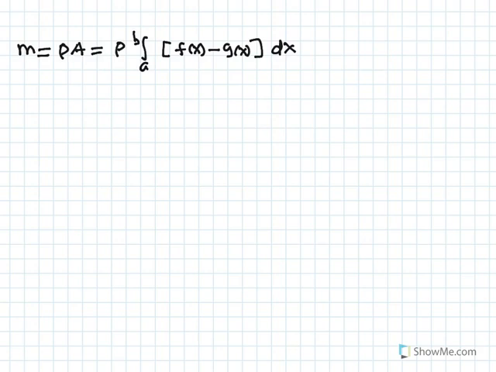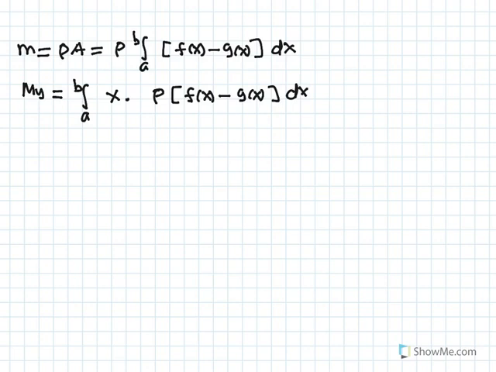All right, let's look at the moment with respect to the y-axis. That's the integral from a to b. The distance to the y-axis is simply x, times the mass of this rectangular element, which is rho times f of x minus g of x times dx. So x is the distance of the arbitrary rectangle to the y-axis, and this is the mass of this rectangle. And of course, moment is always mass times distance. The integral adds up all of these moments.